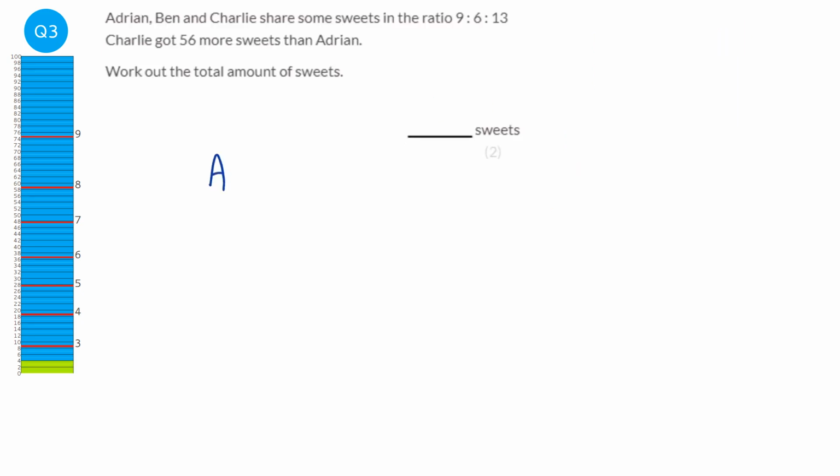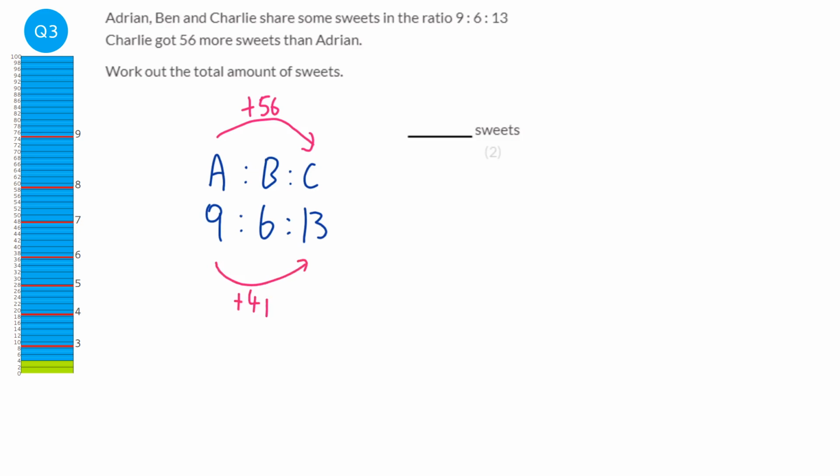So this question says that Adrian, Ben and Charlie have some sweets, and the ratio of Adrian to Ben to Charlie is 9 to 6 to 13. But it also says that Charlie got 56 more sweets than Adrian. Well, looking at the actual parts of the ratio, there are 4 more parts. So plus 4 parts, which represent plus 56 sweets.